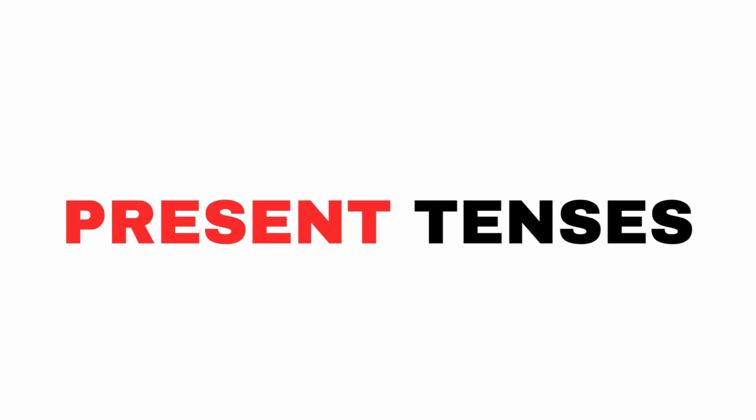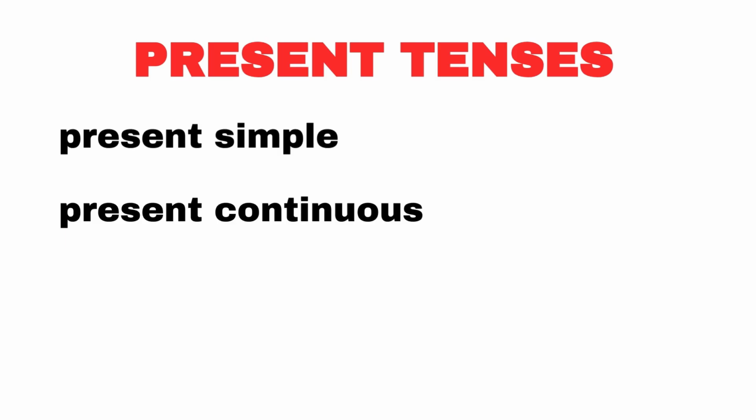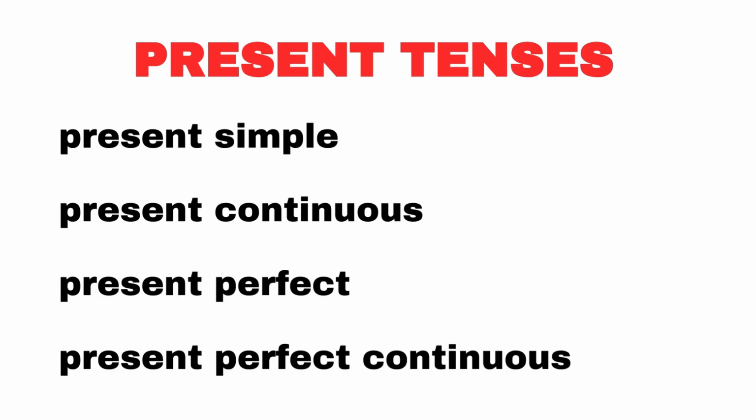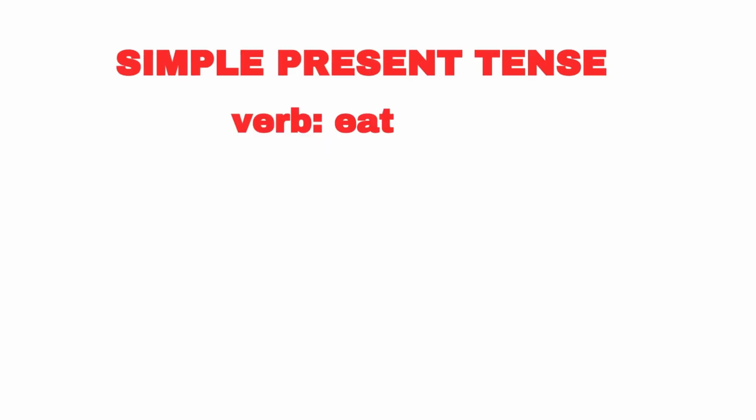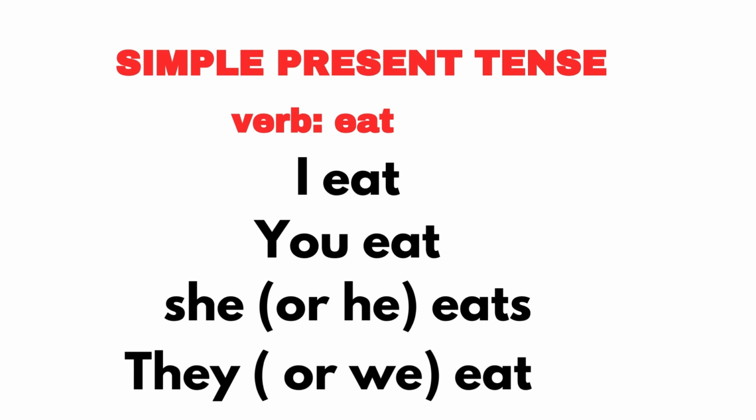So the present tenses are the present simple tense, the present continuous tense, the present perfect tense, and the present perfect continuous tense. So simple present tense with the verb eat. How do we use it in a sentence? So usually the verb doesn't change form when used properly. Example, I eat, you eat, she eats, they eat.